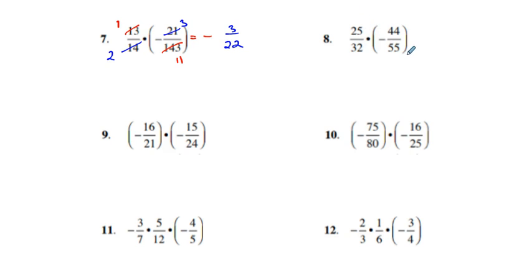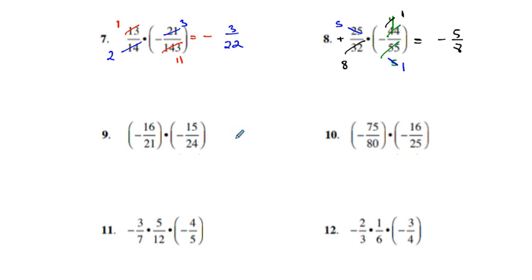25 over 32, and negative 44 and 55. 11 goes into 44 4 times. 11 goes into 55 5 times. And then I can see, well, this is a 5, this is a 25, so 5 goes into itself once. 5 goes into 25 5 times, so I'm reducing multiple times here. 4 goes into itself once, and 4 goes into 32 8 times. This is positive, this is negative. Positive times a negative is a negative, and you're just left with negative 5 over 8 after reducing twice.